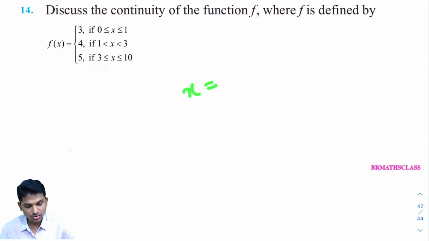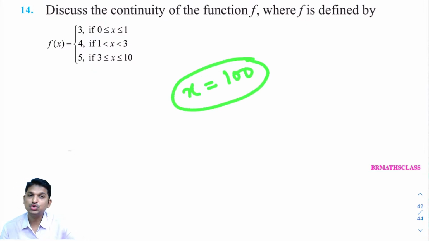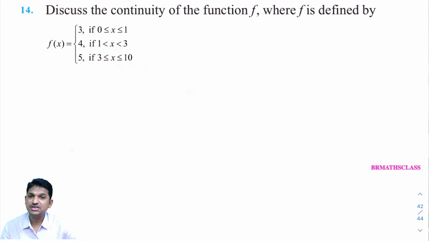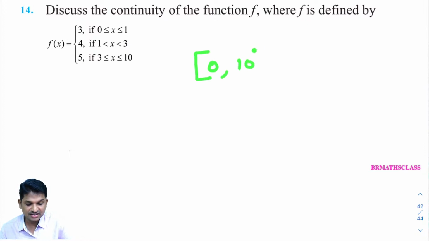Suppose x equal to 100. Then which function to choose? You can look here. This interval is from 3 to 10 only. When x value is 100, this function is not defined. So what is the domain of the function? You can clearly observe that this function is defined when x value is in between 0 and 1, including 0, and in between 1 and 3, in between 3 and 10. So the domain of this function is the closed interval 0, 10. Is this clear? Yes, correct.